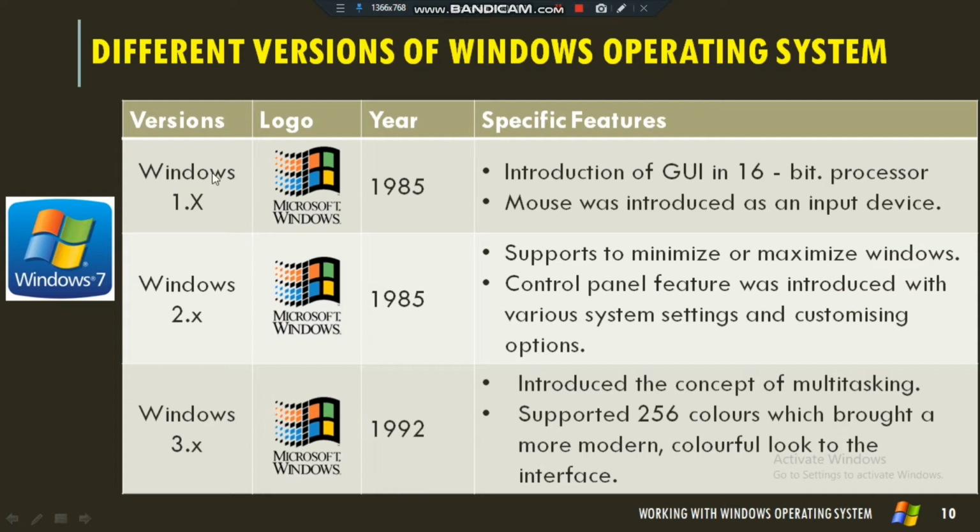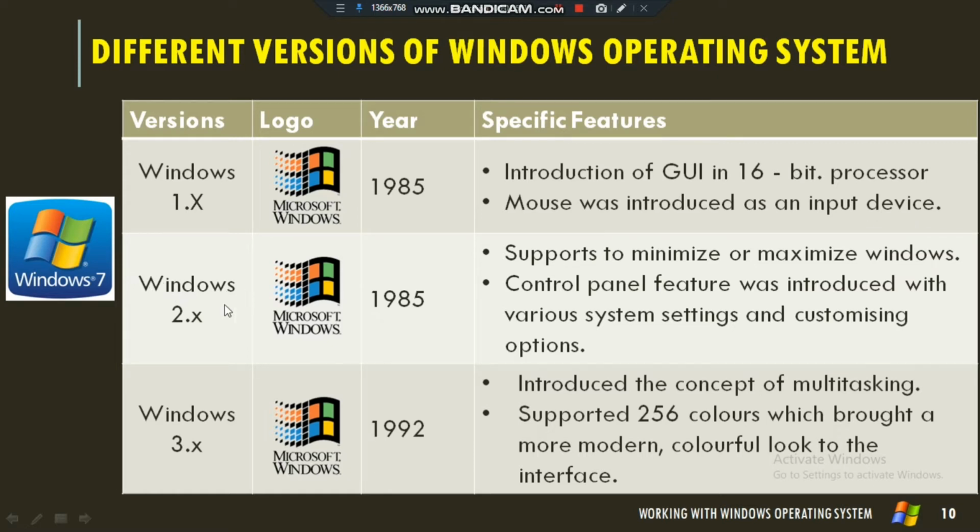The first version of Windows is Windows 1.x. It was released in the year 1985. In this version the GUI components were introduced. We know the expansion of GUI: graphical user interface. Through these components the user can interact with the computer. It is a 16-bit processor. The mouse was introduced as an input device in this year, 1985.